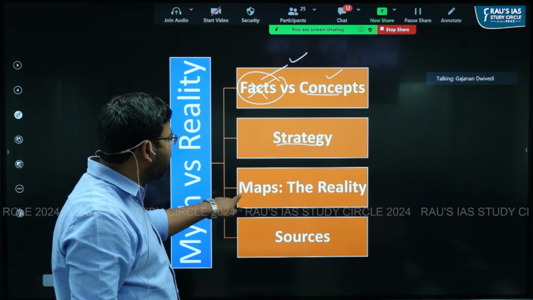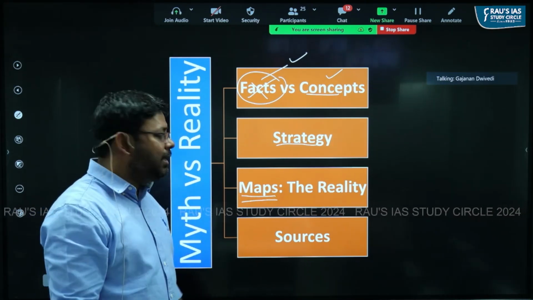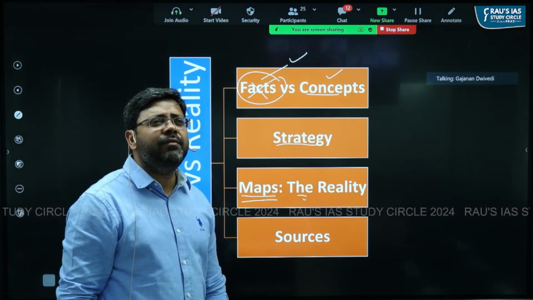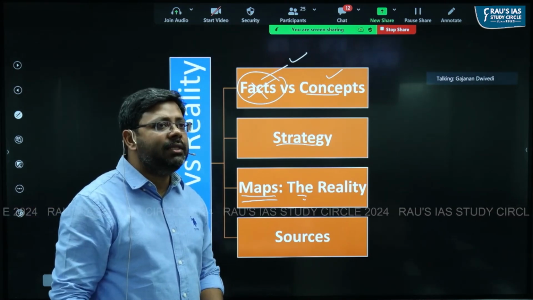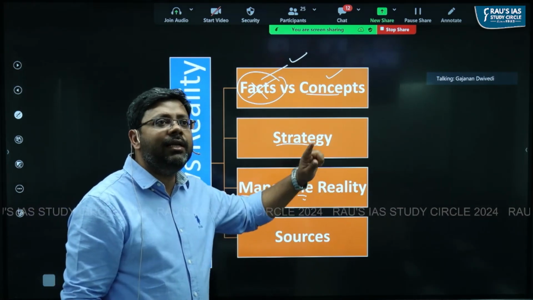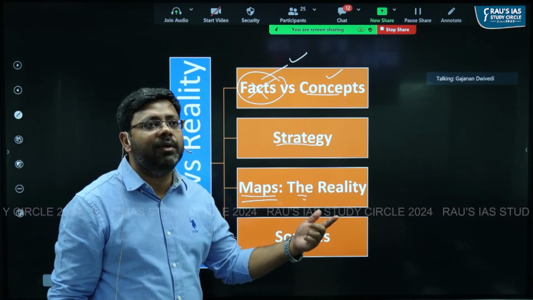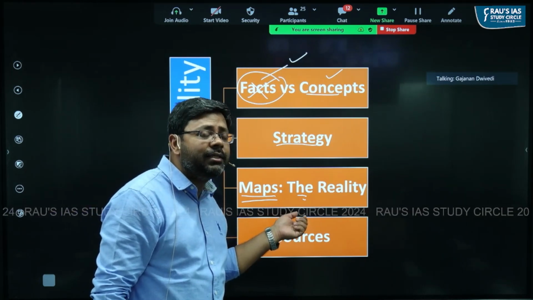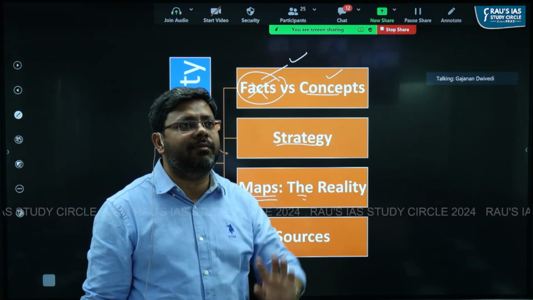Then we will discuss maps. In history optional, one of the biggest troubles that students feel is the map section. But don't you think that if I talk about the inscriptions of Ashoka, you cannot better understand it unless you use maps to understand the different parts of India where the Ashokan inscriptions have been found? Maps basically are not the difficult part of the subject. Maps are there to help you understand the subject in a better way.